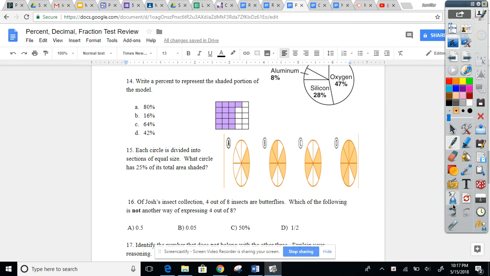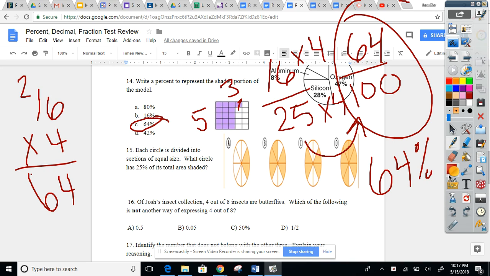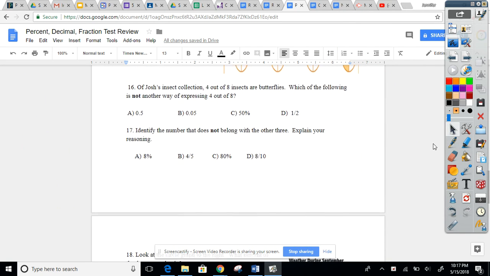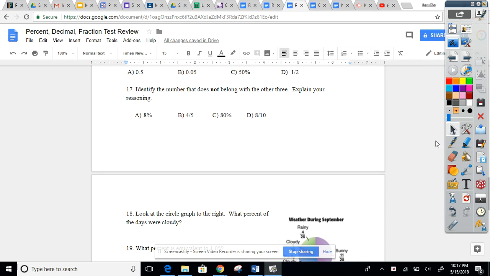Now, we have number 17. I want to talk about number 17. Okay, number 17, it says identify the numbers that do not belong. You have 4 percents, fractions, decimals, whatever as your answer choices. And it wants the one that does not belong. Okay, so what you're going to have to do is convert them all to the same format. And I think that it's easiest to convert them all to decimals.